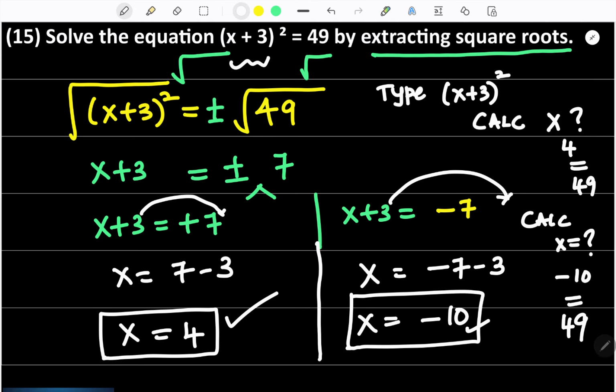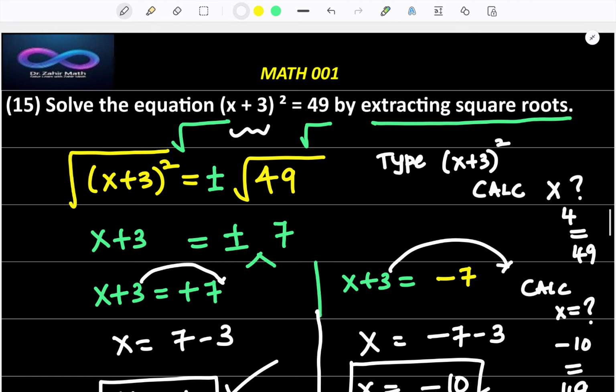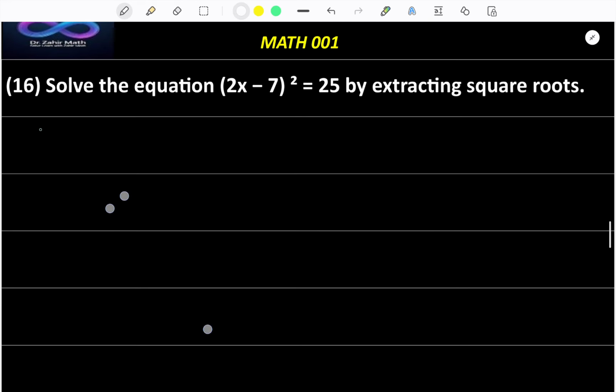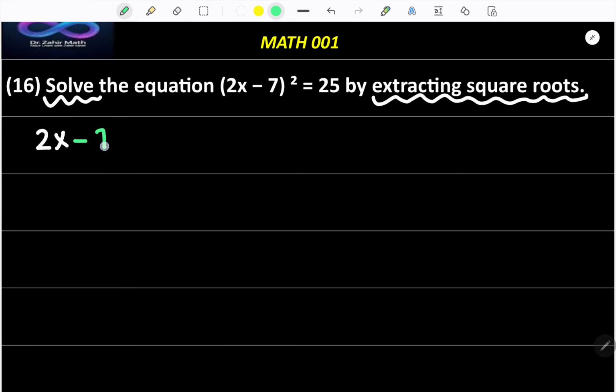Clear, all of you, right? This is one way to check whether your answer is correct or not. Again, I'm telling you, for checking. Let's go to the next question. What is the next question? Solve the equation by extracting the square roots, right? So (2x minus 7) the whole square is equal to what?